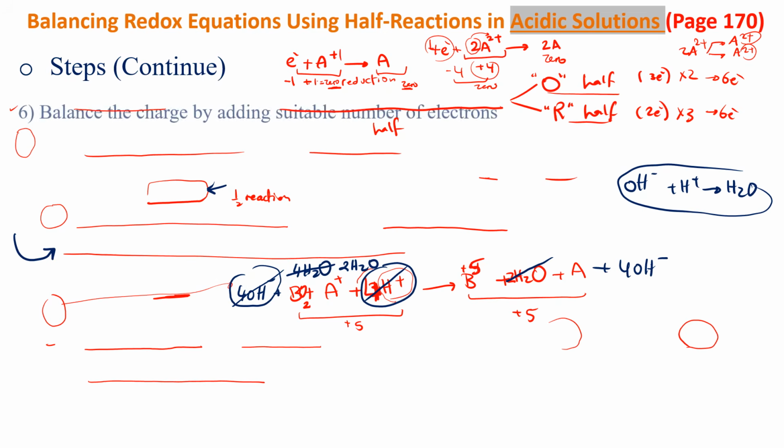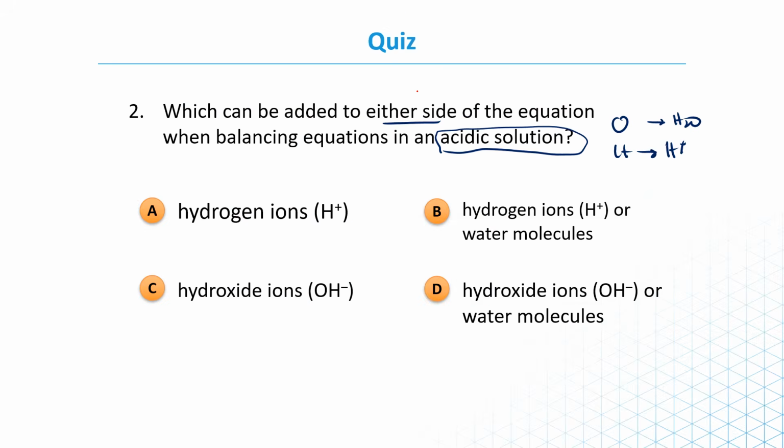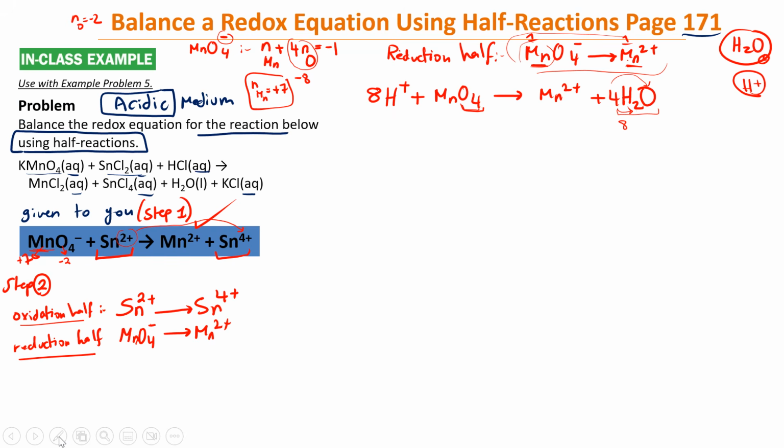was to balance the charge by adding a suitable number of electrons. Okay? Because you know that this is a reduction, you know that the electrons will be on the reactant side. Because this is a reduction, the electrons will surely be on the left side. Because we know that about reduction, gaining electrons. So they are on the reactant side.